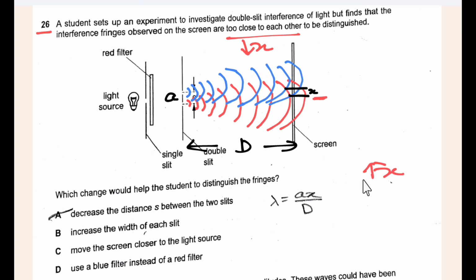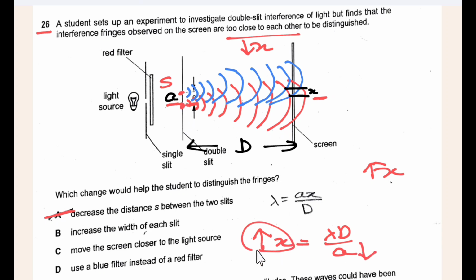So to increase the value of X, we know the equation, that is lambda is equal to a X by D. First of all, we need to make X the subject of the formula. So we need to increase the value of X. So option A is correct: decrease the distance between the two slits. This distance between the two slits is a. So if we decrease the value of a, then the value of X would increase. So option A is correct.